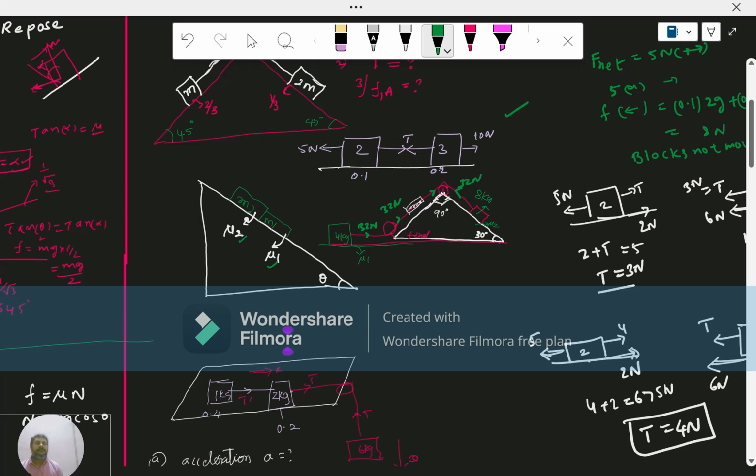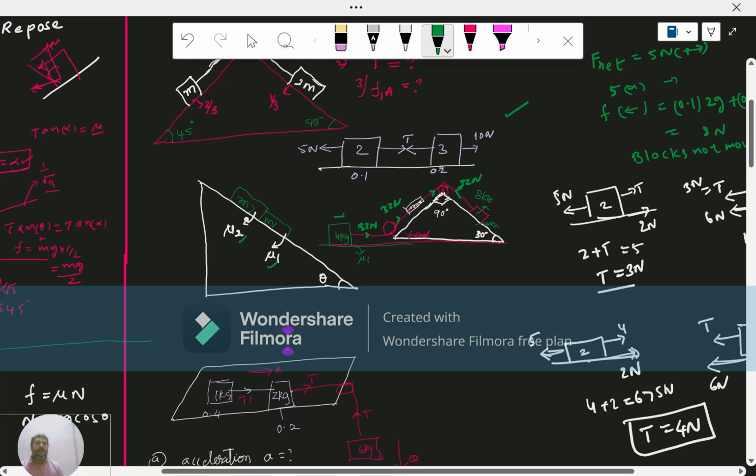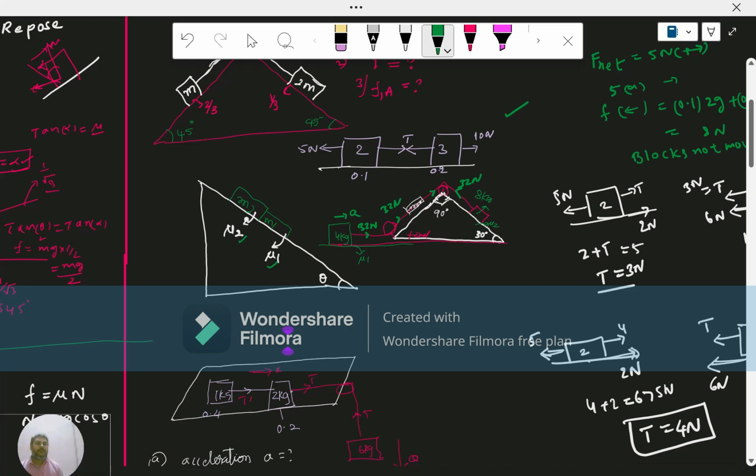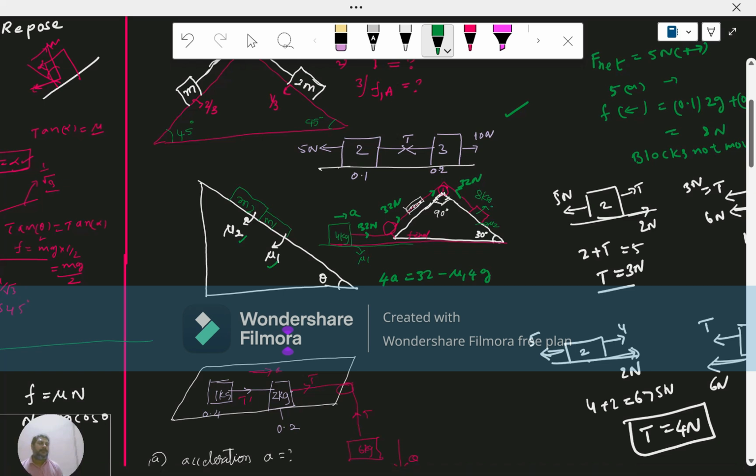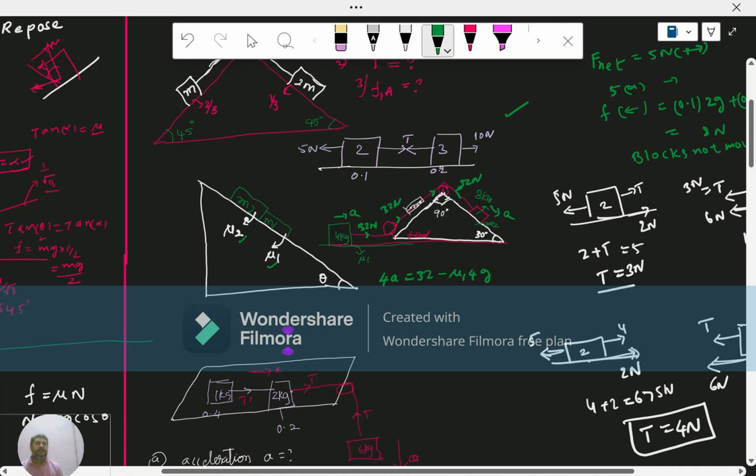So what is the acceleration here? mu1 and mu2 values will be mentioned. Therefore the equation is 4a equal to 32 minus mu1 into 4g. Similarly here also you can find. So 8a has to go down. In this problem also it is similar.